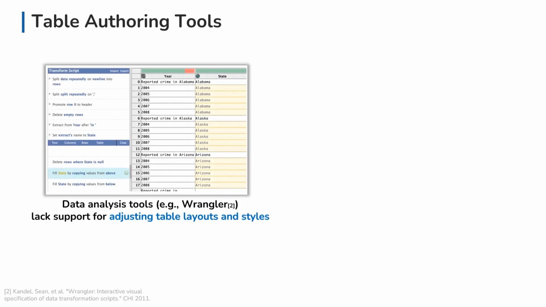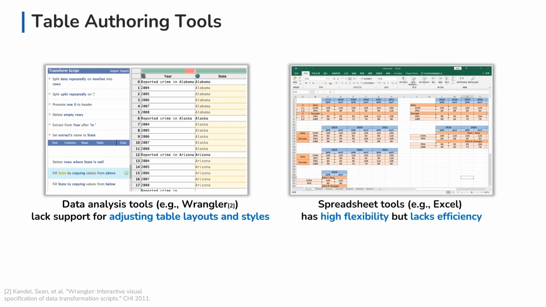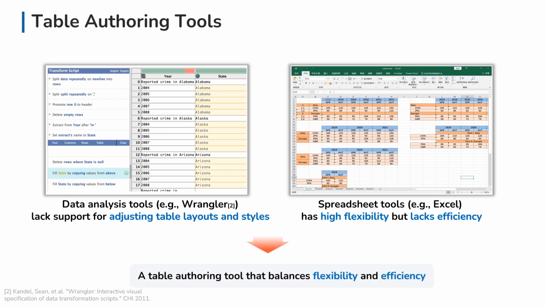Existing table ordering tools can fall short in helping users rapidly prototype plain tables. For instance, data analysis tools provide diverse data operations to transform tables into different shapes, but they lack sufficient support for adjusting table layouts and styles. By contrast, many users prefer to use spreadsheet tools such as Excel to create tables, mainly due to their flexibility of cell interactions. However, it still remains laborious and time-consuming for users to prototype complex tables with detailed designs and large data size. So these limitations drive us to develop a tool that balances flexibility and efficiency.